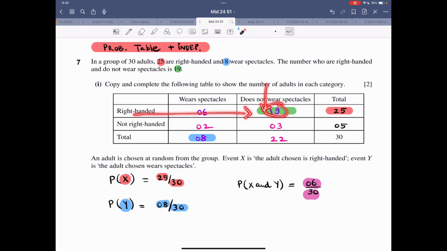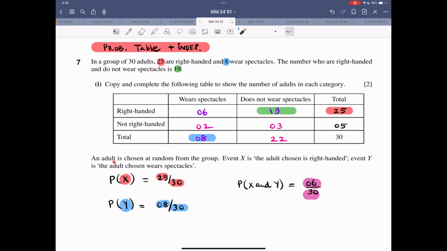This is 19. 25 minus 19, that gives us 6. 8 minus 6, that gives us 2. And then this is 5. 5 minus 2, this gives us 3. 19 plus 3, that is 22. 8 plus 22, 30. 25 plus 5, that is 30.